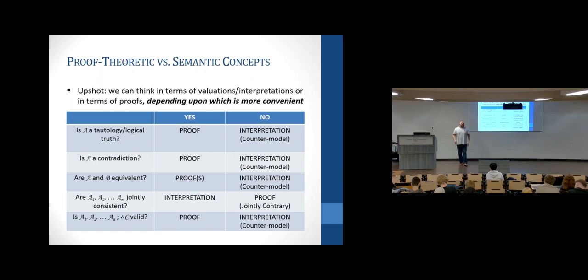Two FOL sentences, if they are equivalent, they must be provably equivalent. We'll be able to construct the two proofs from A to B and from B to A. If they're not, then we can construct an interpretation that makes one true and the other false.